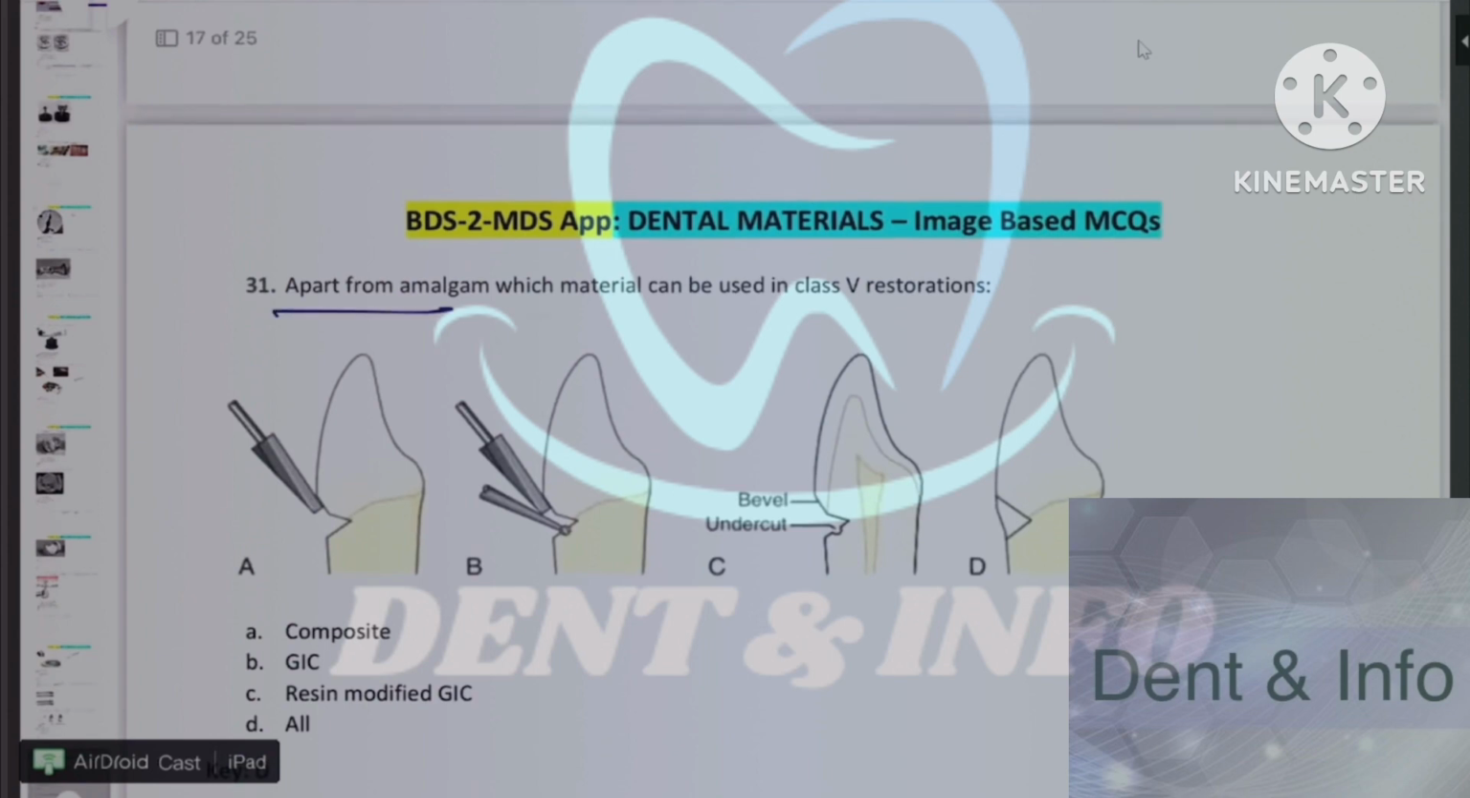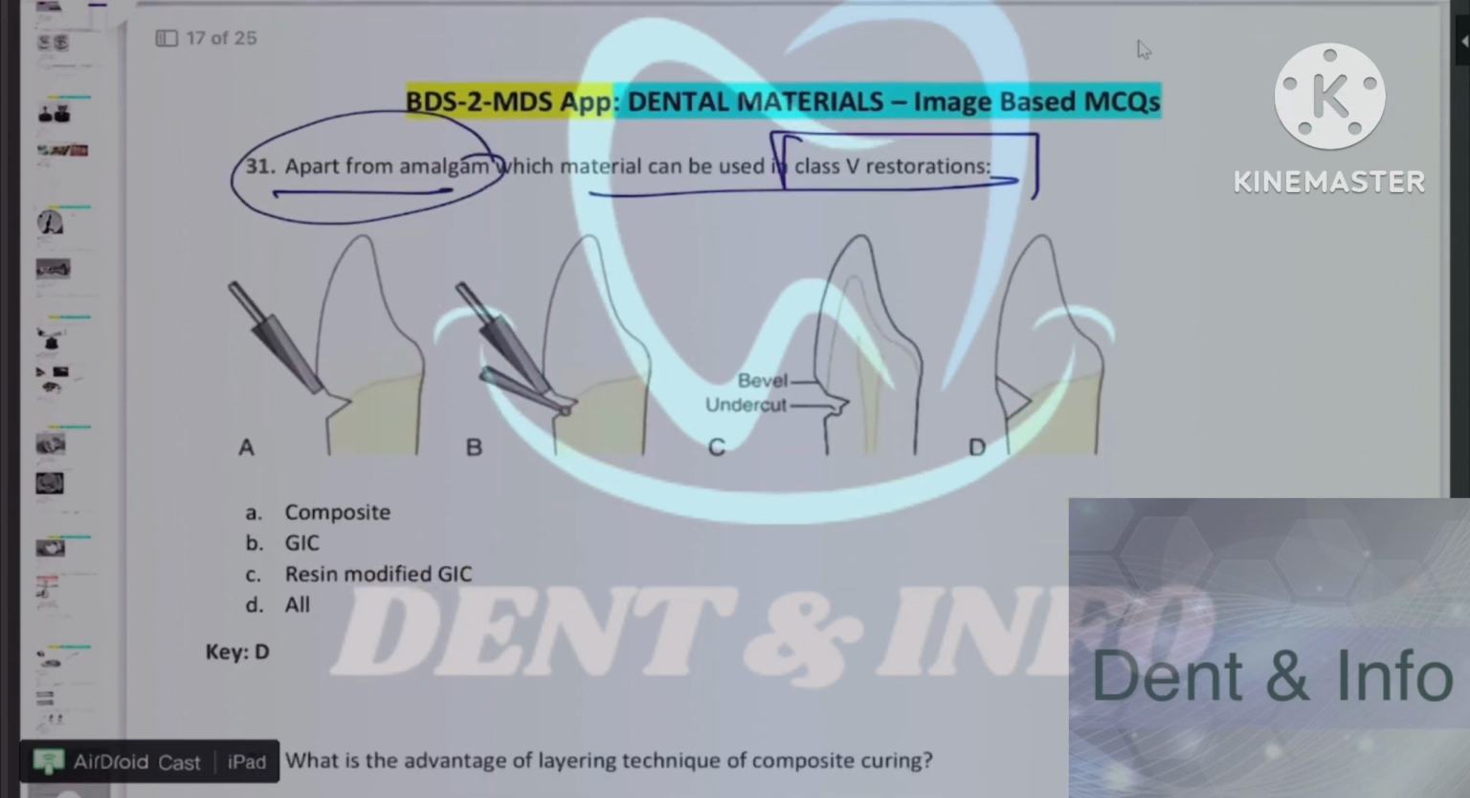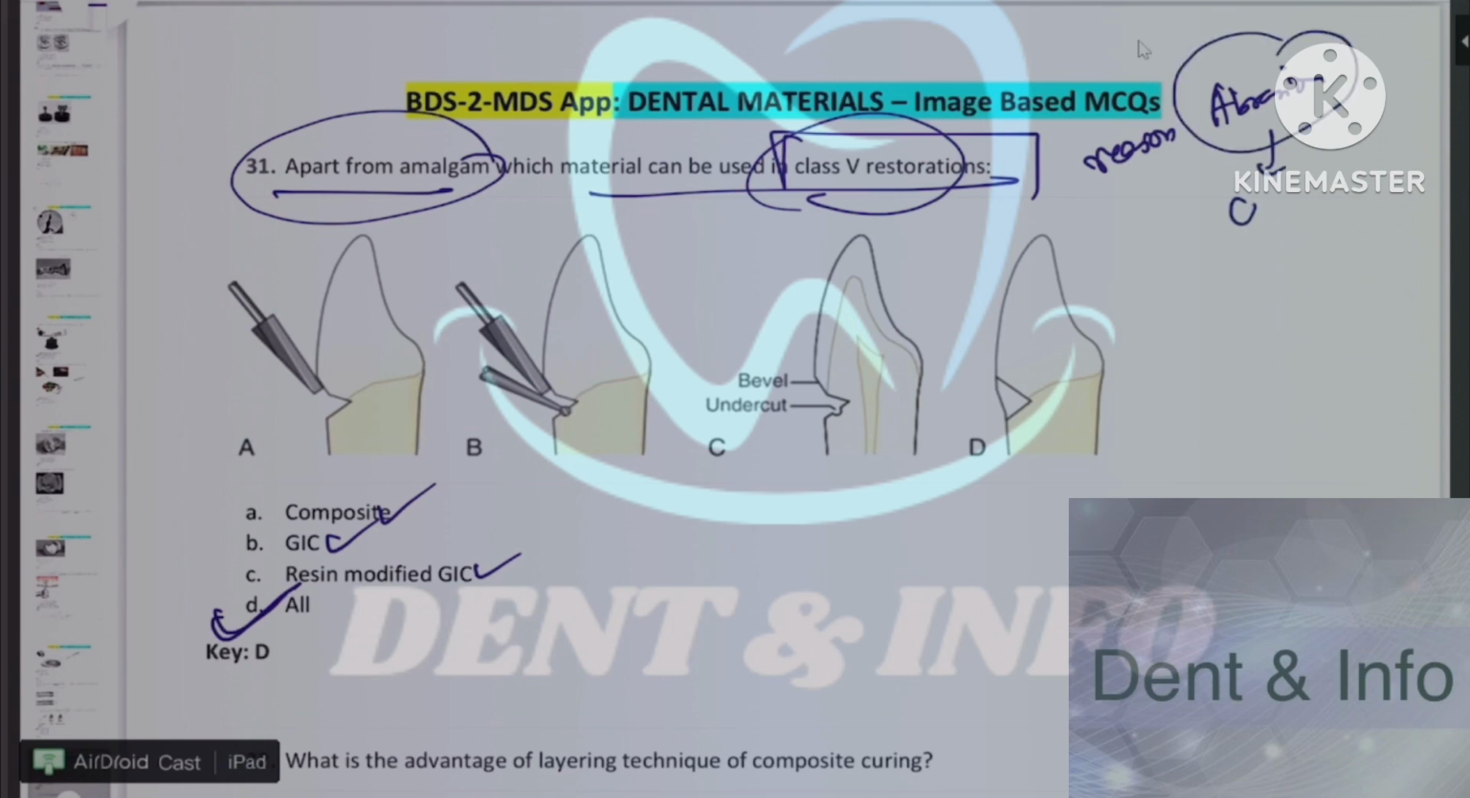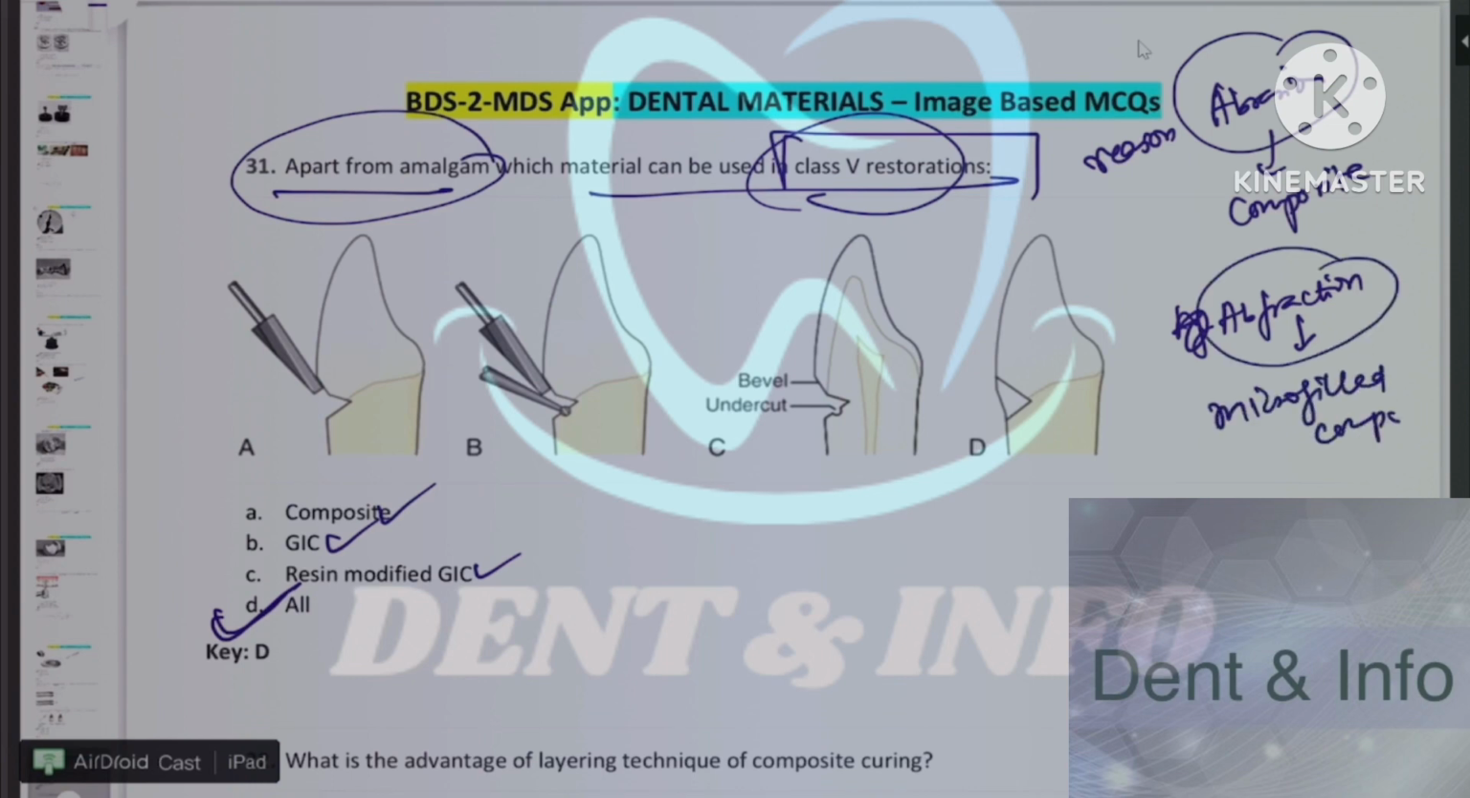Apart from amalgam, which material can be used for class 5? Class 5 we can use composite, GIC, RMGIC. Remember class 5, what is the reason of class 5? It can be due to abrasion, toothbrush abrasion. In abrasion, material of choice is composite. It can be due to abfraction. Material of choice is microfilled composite.